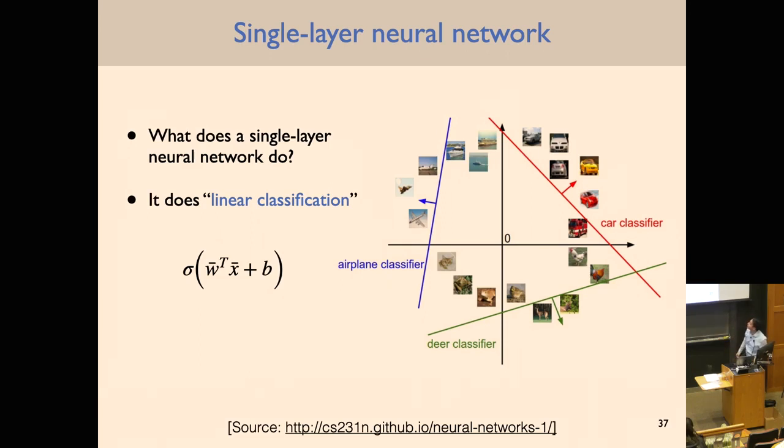This is a visualization of what I said. The red hyperplane, in this case just a line, corresponds to a car classifier. Anything on one side of the line is a car, and anything on the other side is not a car. Different lines, or different hyperplanes, correspond to classifiers for different objects. Any questions on this interpretation?